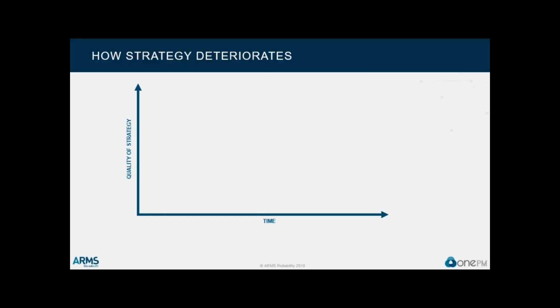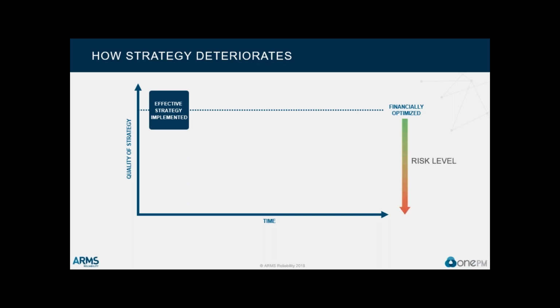So let's start with the strategy. We all start with an effective strategy being implemented. We all like to think that in our initial activity we put forward the best possible strategy that we could have put in place. We financially optimized that strategy and maybe used some simulation tools to help us do that. We also understood risk at that point.